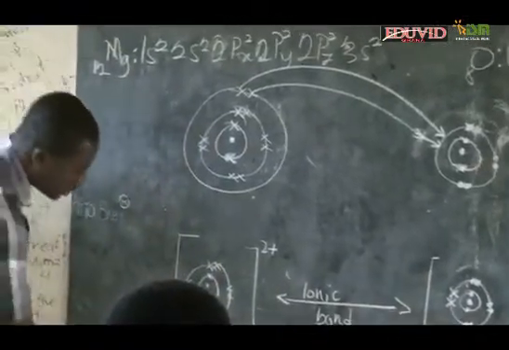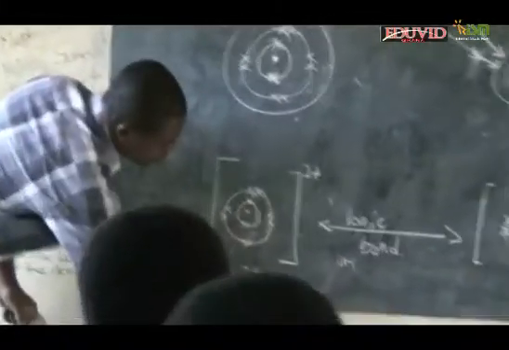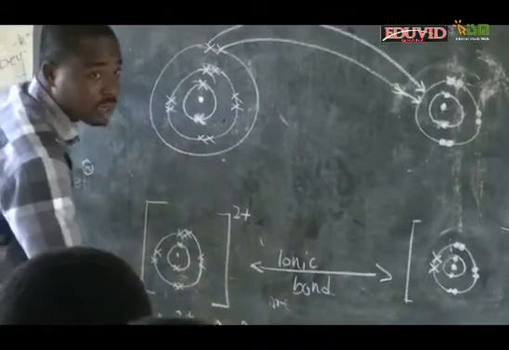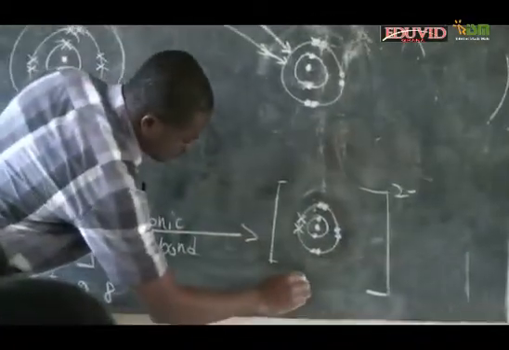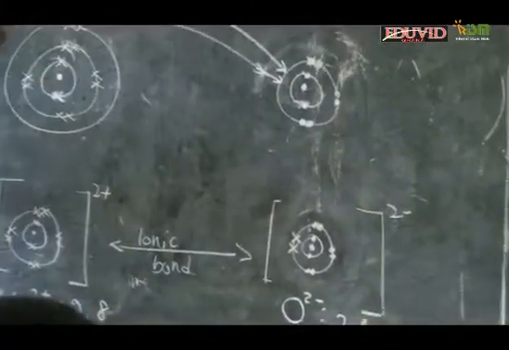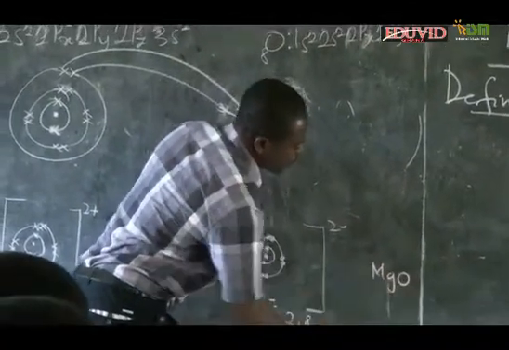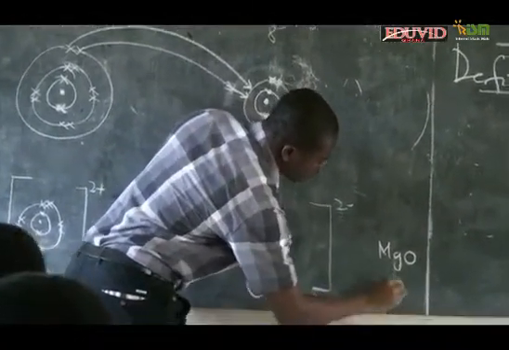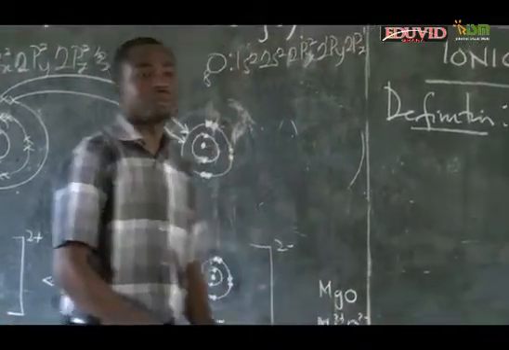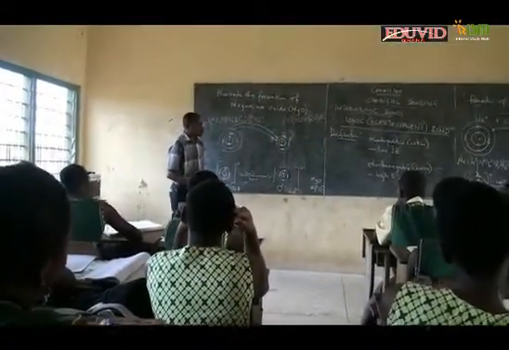So the configuration for this will now be Mg 2 plus, isn't it? With configuration 2, 8, or 1s2 and the rest. Is that okay? And this one becomes O2 minus with configuration 2, 8. So the compound formed is what? MgO, right? In the ionic form, it will be Mg 2 plus O2 minus. Because the 2 charges cancel out, the compound is expected to be a neutral compound. Is that okay? Right.